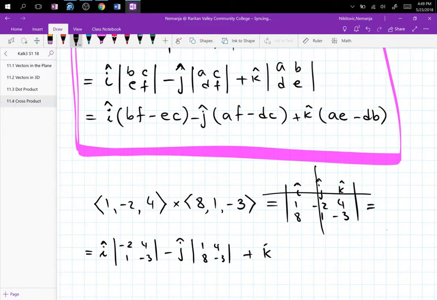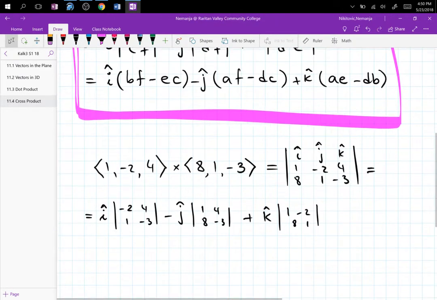And then finally plus K, delete the row and column. You have 1, -2, 8, and 1. So generally, if you are making a mistake, most likely you are forgetting a minus over here. That's most of the time.